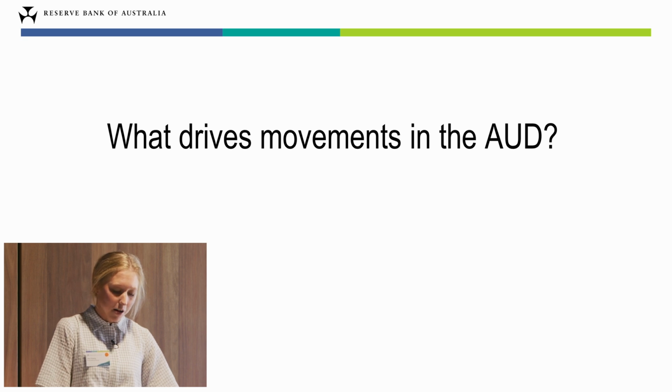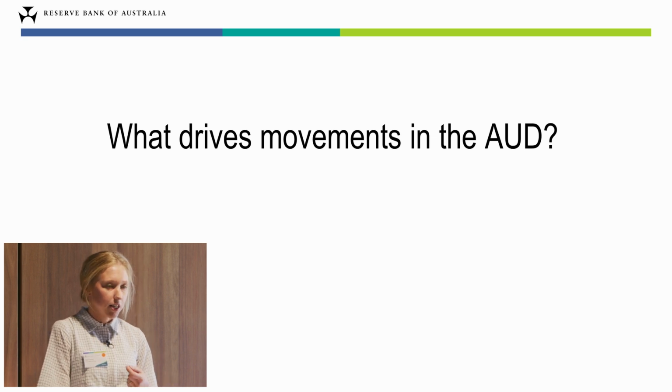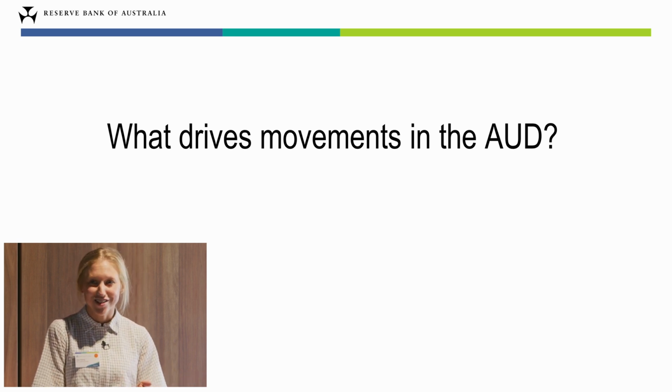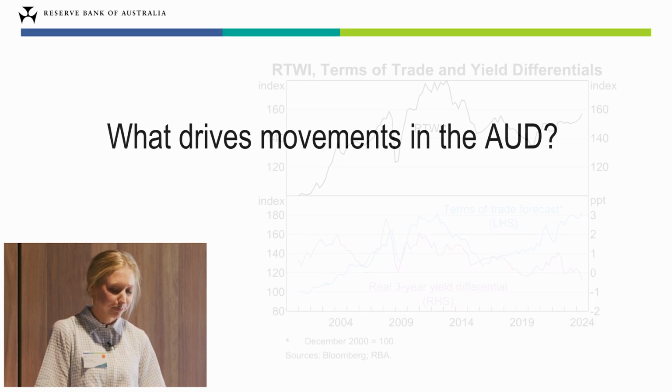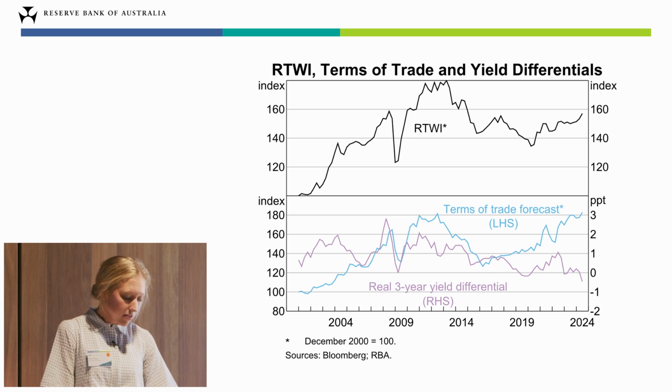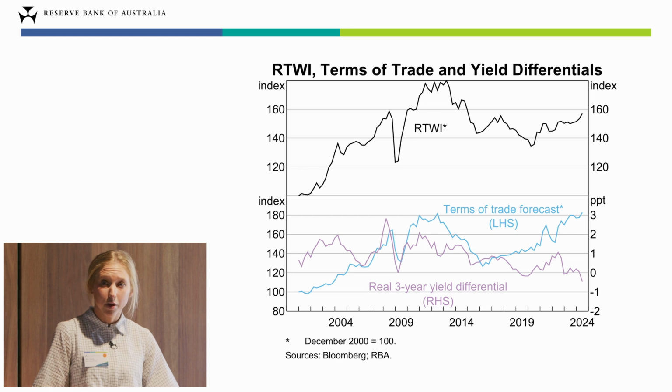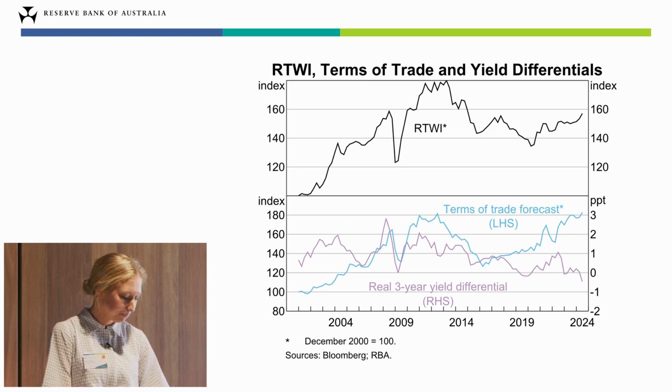So I've mentioned a couple of times now that the exchange rate can move in line with or out of line with economic fundamentals. So a natural question is, well, what are the fundamental drivers of a flexible Australian dollar? Over the medium to long run, interest rate differentials and the capital flows that result from them, as well as the terms of trade, determine the value of the Australian dollar.